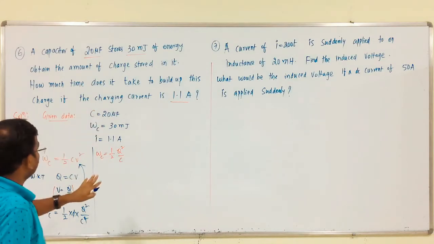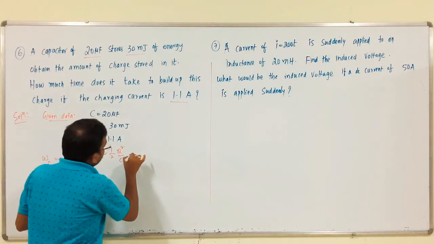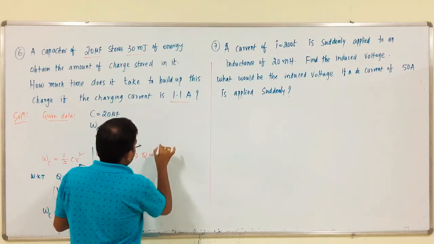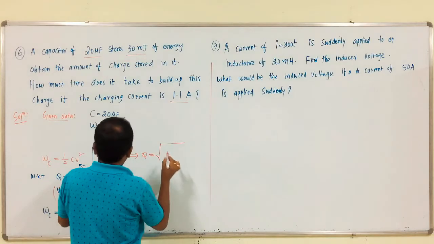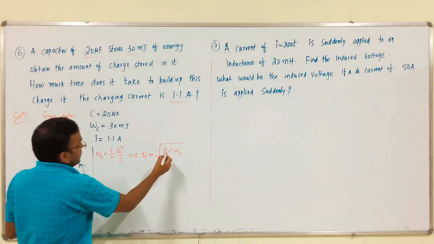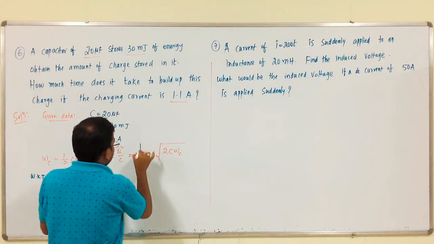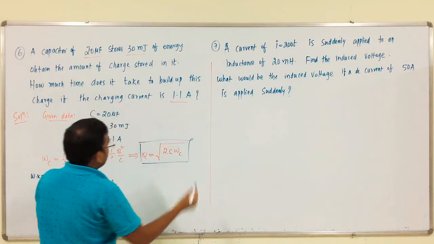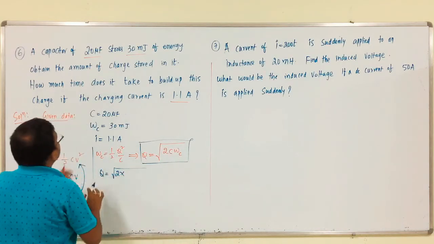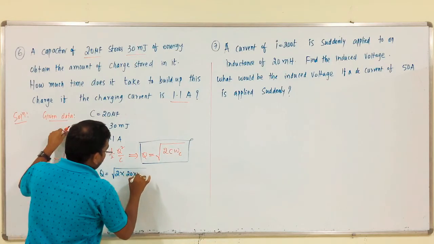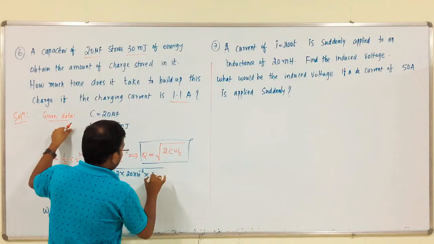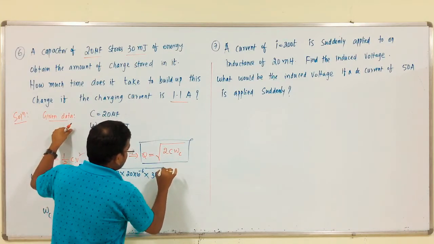Obtain the amount of charge. From this we have to calculate Q. Q is equal to what? Q is the square root of 2C times the capacitive energy. This is the formula. Then what is the value of Q? Q equals the square root of 2 into, what is the value of C? 20 into 10 power minus 6, into W_C, which is 30 millijoules.